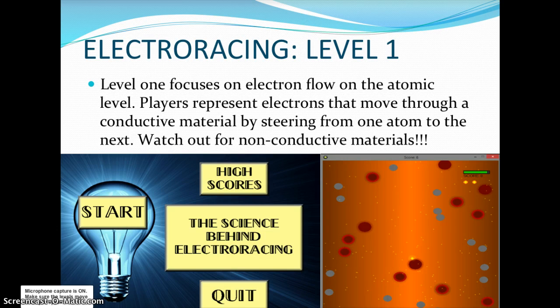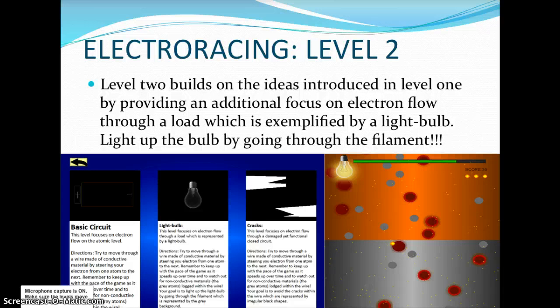Level 1 focuses on electron flow on the atomic level. Players represent electrons that move through a conductive material by steering from one atom to the next. Watch out for non-conductive materials. Level 2 builds on the ideas introduced in Level 1 by providing an additional focus on electron flow through a load, which is exemplified by a light bulb. Light up the bulb by going through the filament.